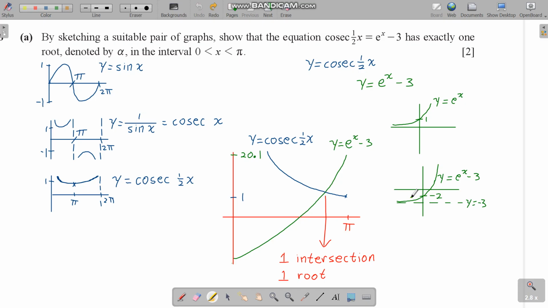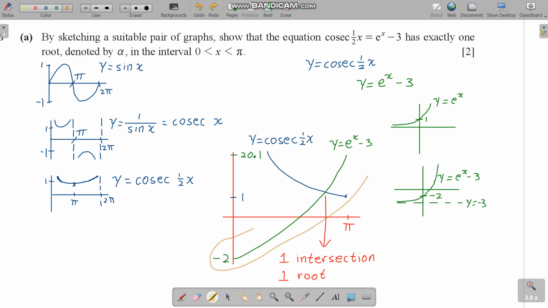So if we draw this, for the blue cosecant graph, this is the part we draw. So this point is pi, minus 1. We have to label the pi and minus 1, and it's supposed to be approaching asymptote. And this green graph now, actually this value is minus 2, so you have to label this y-intercept minus 2, and the shape is like this.